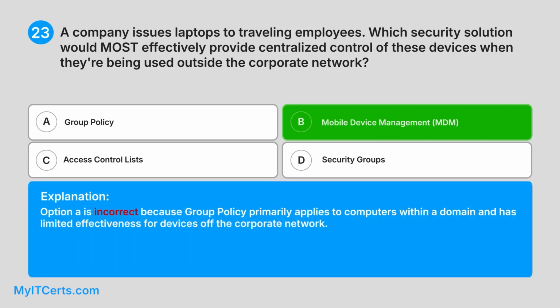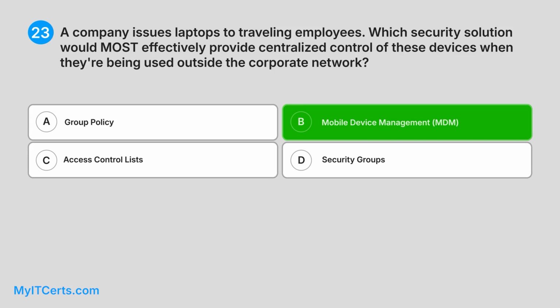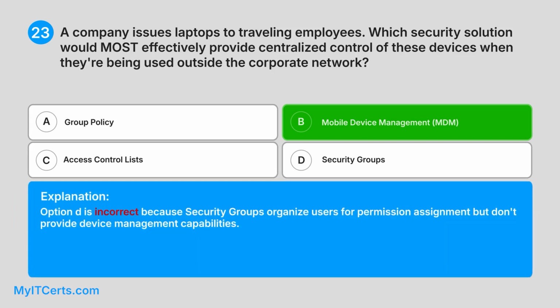Option A, group policy, is incorrect because group policy primarily applies to computers within a domain and has limited effectiveness for devices off the corporate network. Option C, access control lists, is incorrect because access control lists control permissions to resources but don't provide remote management of devices. Option D, security groups, is incorrect because security groups organize users for permission assignment but don't provide device management capabilities.